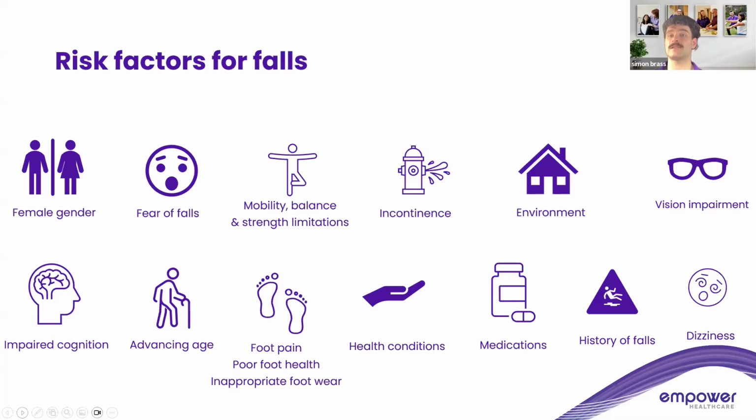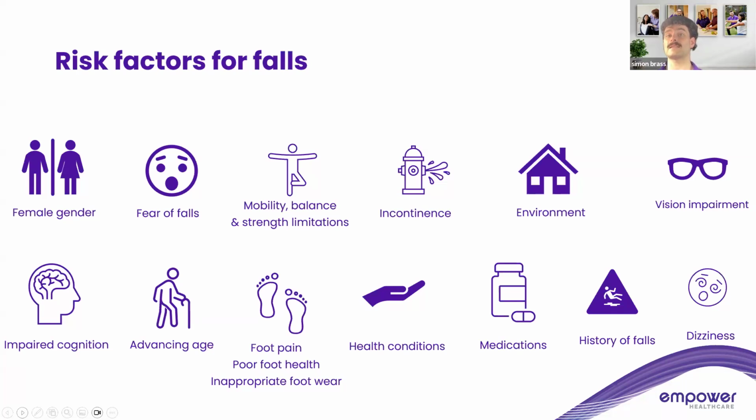Foot pain can change the way we walk, and that can make us unsteady. Poor foot health, like peripheral neuropathies or changes in the sensation in your feet, or even inappropriate footwear, such as wearing shoes that aren't well fitting, can all be risk factors. Having health conditions like Parkinson's disease or arthritis or a history of a stroke are also risk factors. Some medications can have side effects. Some of these can be feeling drowsy or feeling confused, and therefore you might be more likely to have a fall.